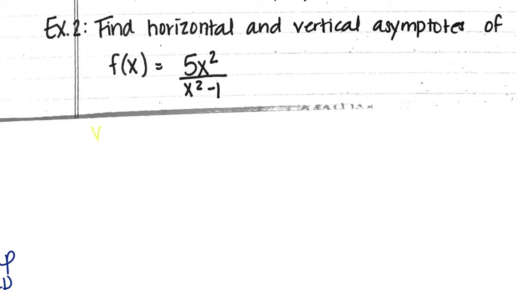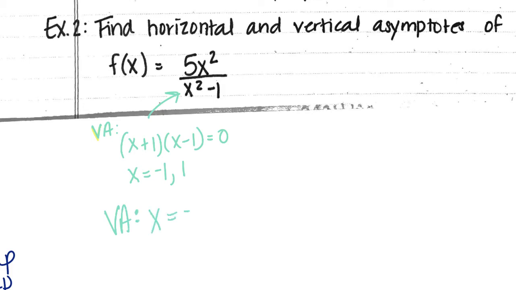Well, I know the vertical asymptotes are going to be when the denominator is equal to 0. Well, we can factor that. That's going to be x plus 1, x minus 1. And if I was to make these equal to 0 and solve, remember x here would equal negative 1 and x here would equal positive 1. So my vertical asymptotes will be at x equals negative 1 and x equals positive 1.